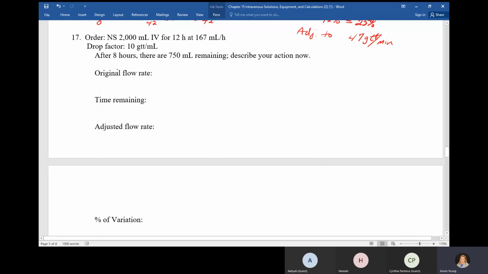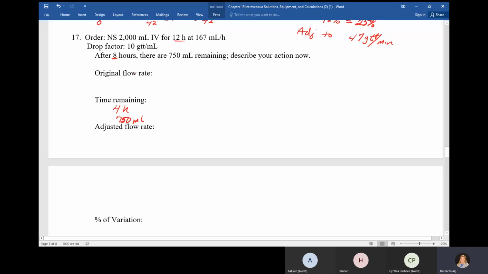All right. We're a little more than halfway here, right? We have 8 hours out of the 12, so we've really only got 4 hours remaining. And I've got 750 milliliters remaining. Out of 2,000, I think I should have more than or less than that. So we know we're going to do something. I think I should have about 500 milliliters remaining with 4 hours left.